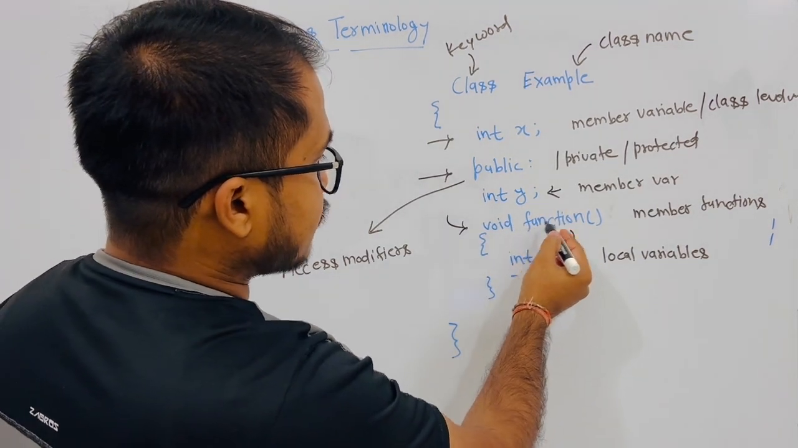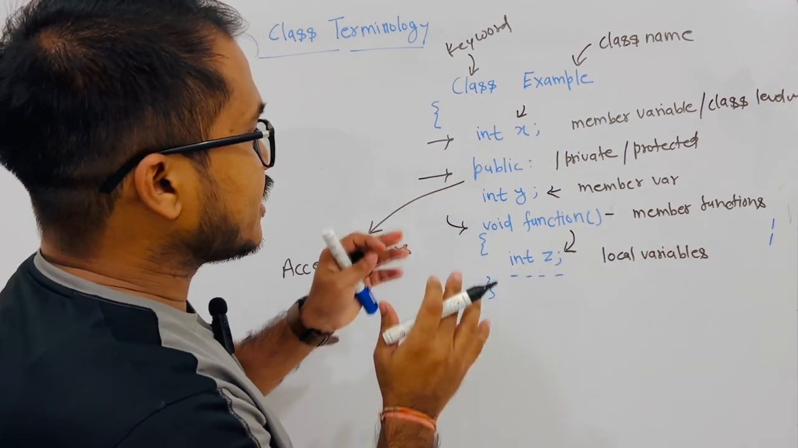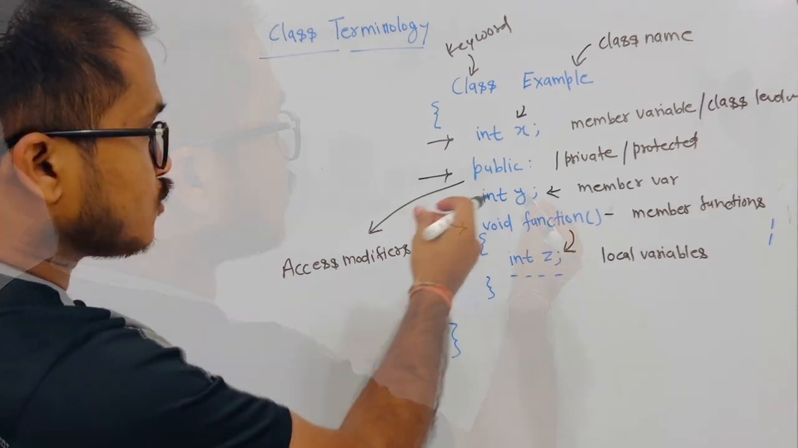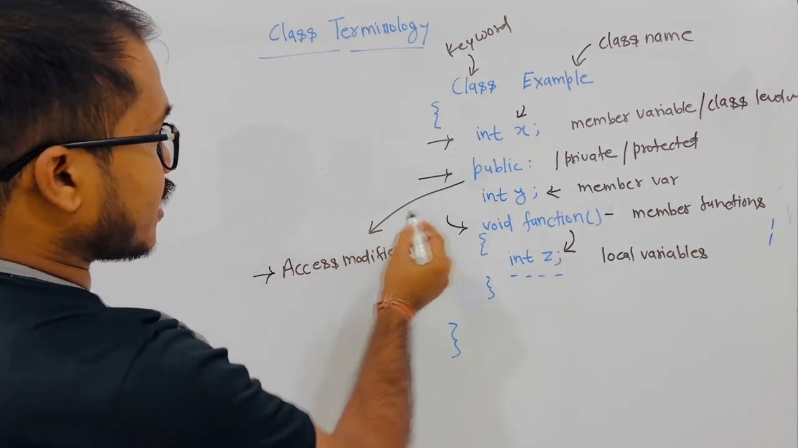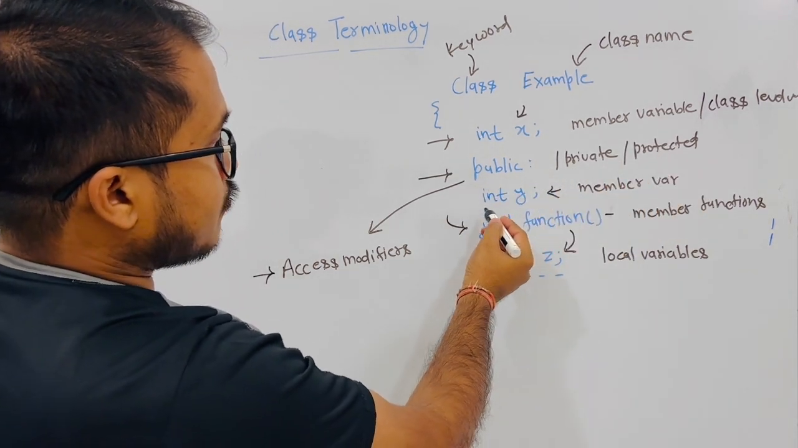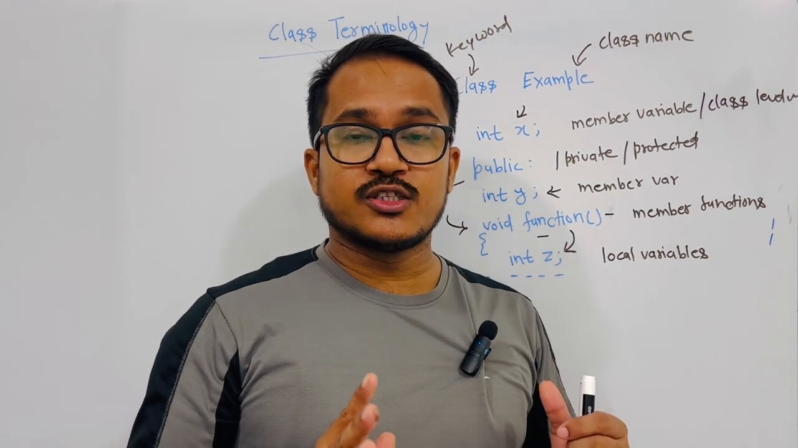Sometimes these member functions or member variables can only be accessed from within the class, and sometimes they can be accessed from outside the class. That will depend on what kind of access modifier, whether public, private or protected, we are using for that particular member variable or member function. So this is the basic terminology behind class.